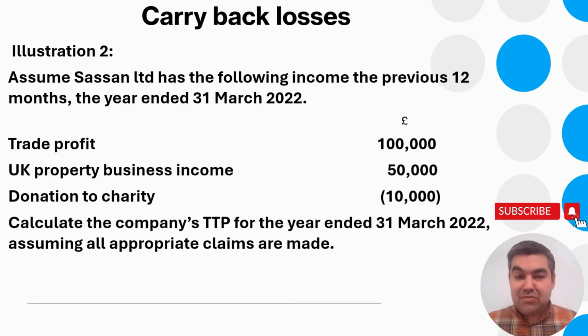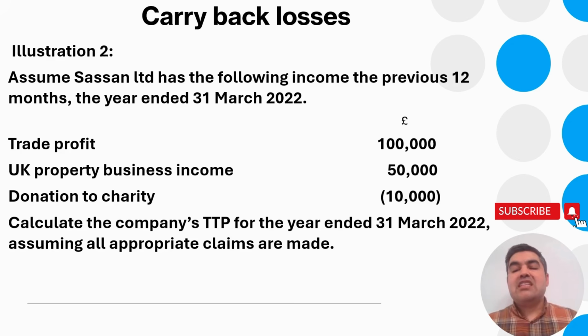Now here is illustration number 2. Assume Sasan Limited has the following income in the previous 12 months, the year ended 31st March 2022. Remember, in illustration 1 we were dealing with Sasan Limited. Now we wish to carry Sasan Limited's remaining trading loss back to be used against the previous 12 months. In the previous 12 months, they had a trading profit of 100,000 and UK property business income of 50,000. They paid a charity donation of 10,000. Calculate the company's total taxable profit for the year ended 31st March 2022. Assume all appropriate claims are made.